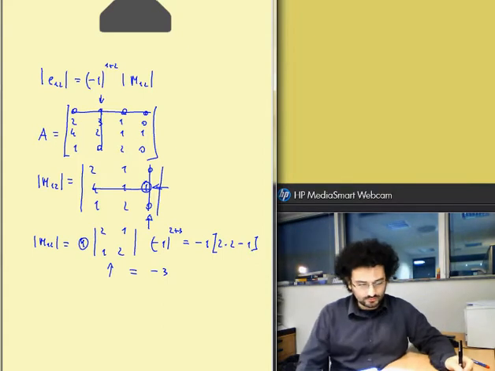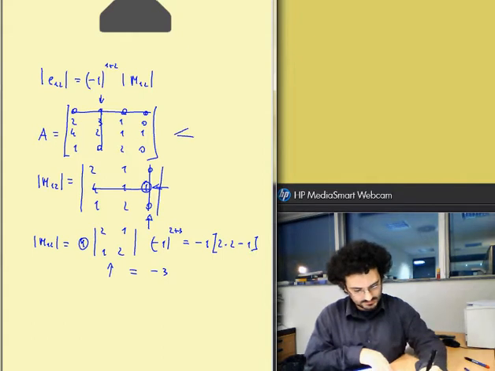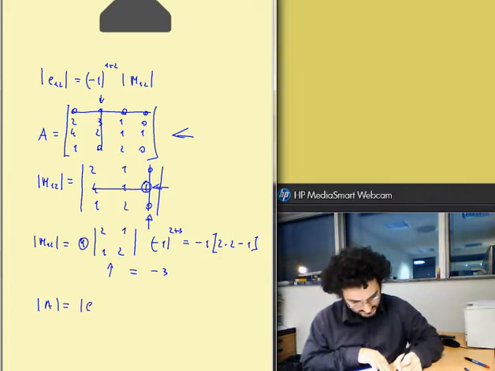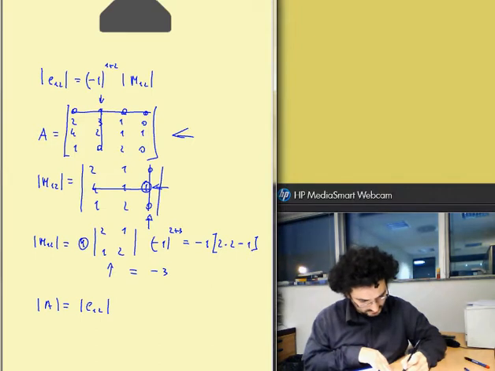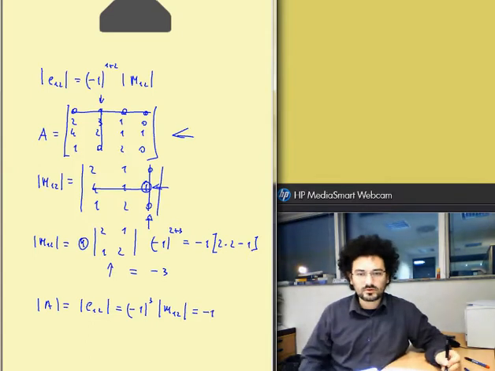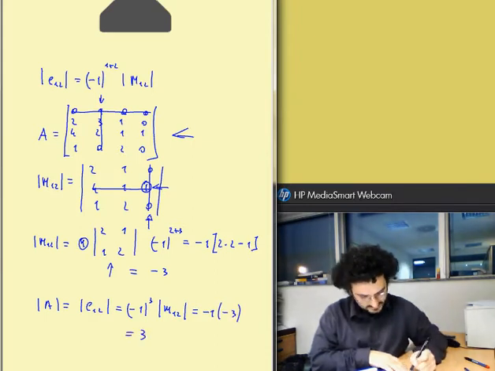But we want to compute the determinant of our original matrix. We know the determinant of A is equal to the cofactor C12, and the cofactor C12 is equal to minus 1 to the power of 3 times the minor M12. So it's equal to minus 1, because minus 1 to the power of 3 is minus 1, times minus 3. So finally, the determinant of our matrix A is equal to 3.